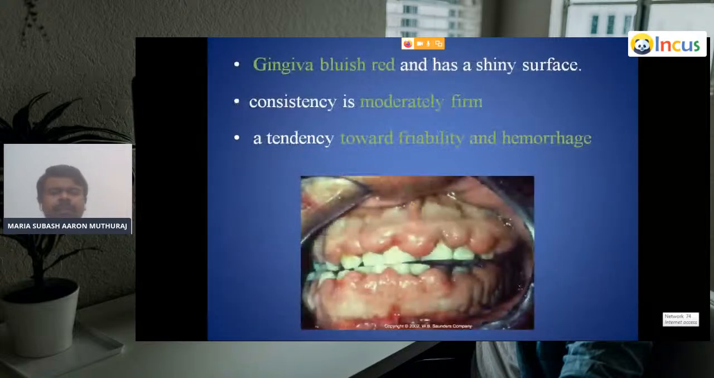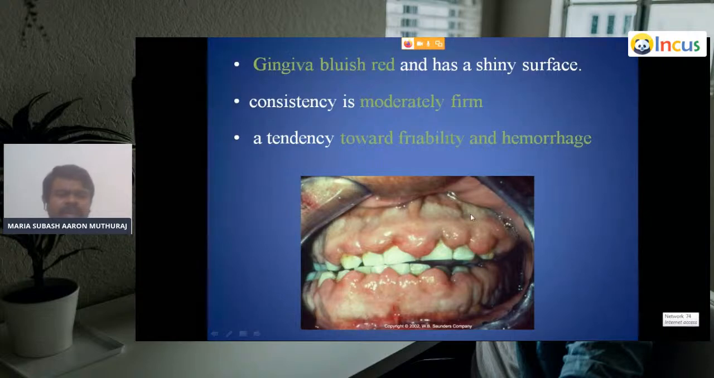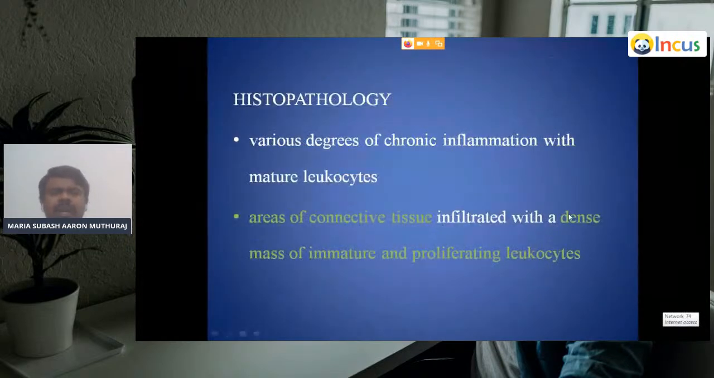The gingiva will be bluish red and has a shiny surface. This is due to the inflammatory cell infiltration. The consistency will be moderately firm, not fully firm, and there will be a tendency towards friability and hemorrhage. In histopathology, there will be various degrees of chronic inflammation. In chronic leukemias, chronic inflammation with mature leukocytes will be present.